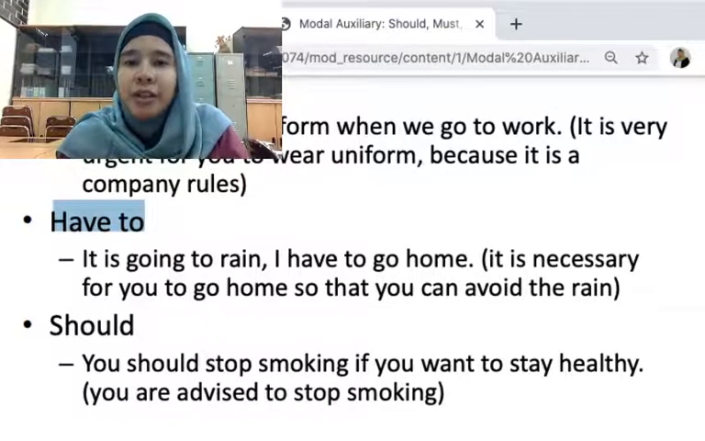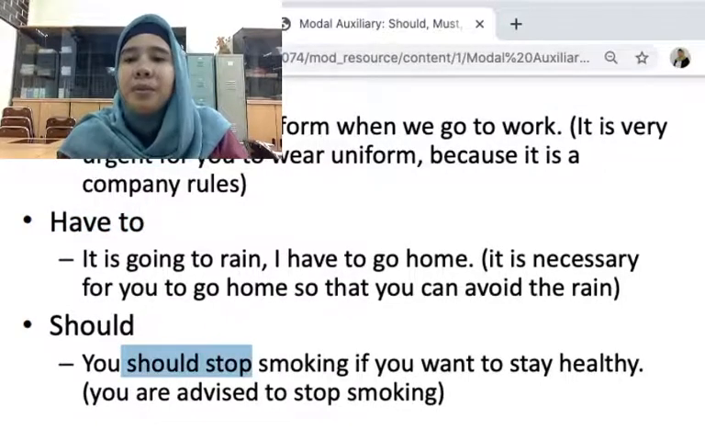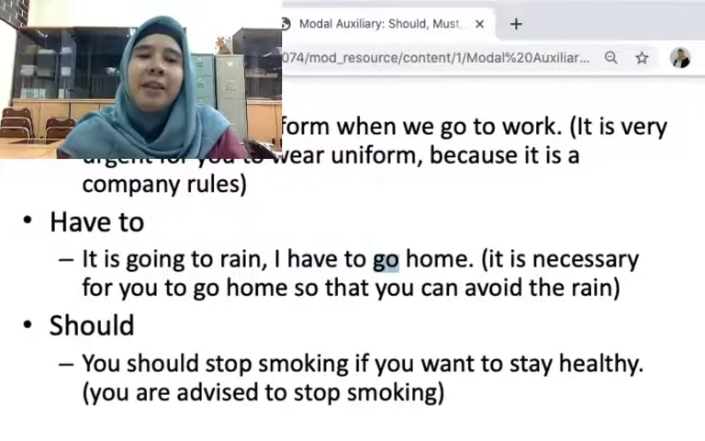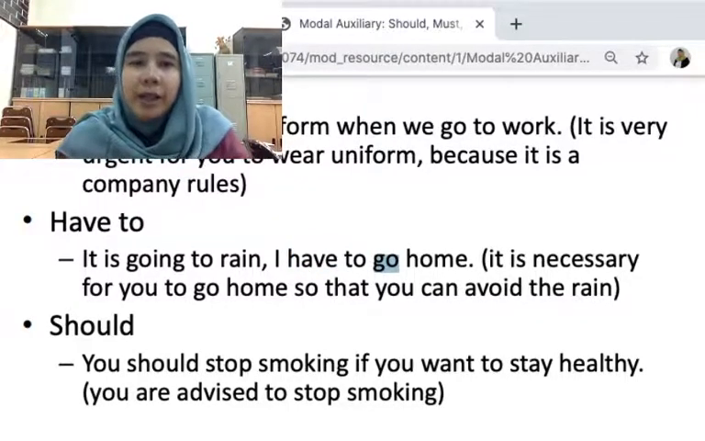Should itu hanya ditambahkan dengan stop. Pun sama, setelah have to itu hanya ditambahkan dengan go. Be careful ya when you do the modal auxiliary.